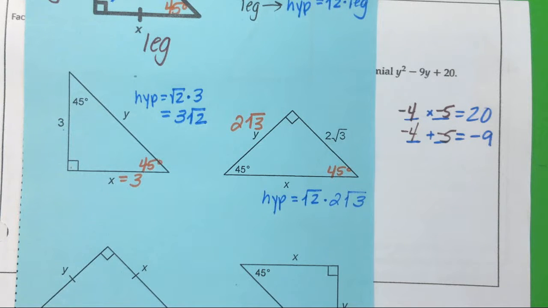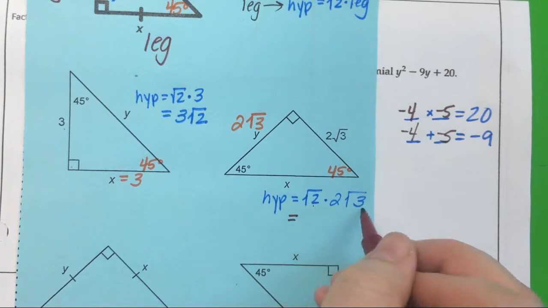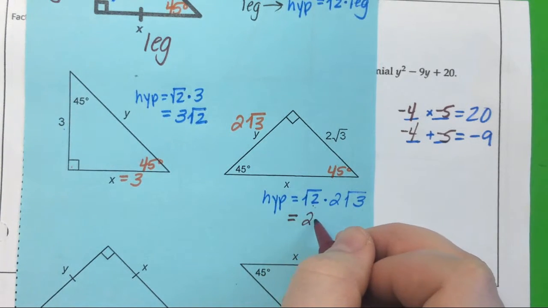Now, here's the part that you're not going to like. You already had an algebra class, so I love you dearly. You should already know that you multiply the numbers underneath the house together. So it ends up being 2 square roots of 6.